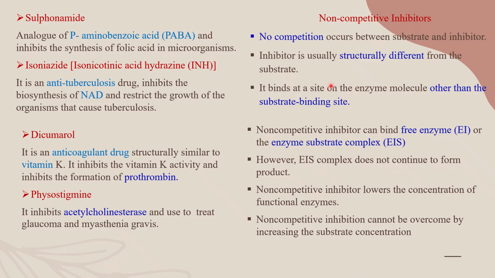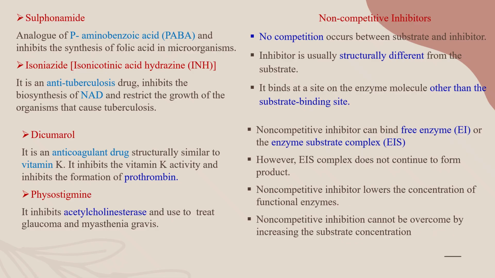We will see in the diagram ahead how both are not competing for the same site for binding to the enzyme. Non-competitive inhibitors bind free enzyme or enzyme-substrate complex. So either way, the non-competitive inhibitors can bind to the free enzyme, or they can bind to the enzyme-substrate complex, thereby inhibiting its breakdown to the product. However, the EIS complex does not continue to form product, and non-competitive inhibitors lower the concentration of functional enzyme.